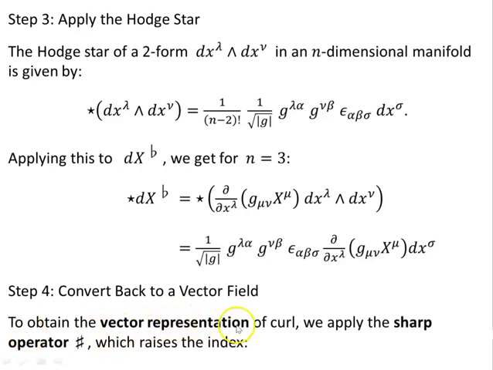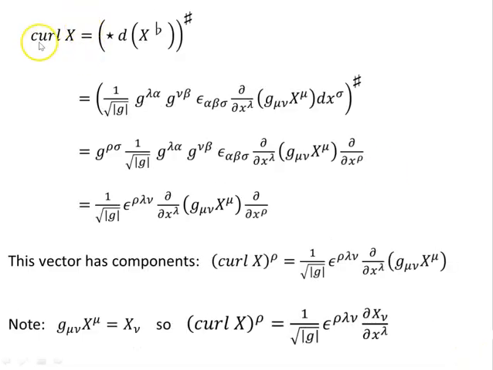So to obtain the vector representation, because at the moment all we have here is a 1 form, to obtain the vector representation of curl, we apply the sharp operator, sharp, which raises the index. So let's have a look at that. Okay, so curl x is the sharp of all of this, which was on the previous slide. And so we get this, with the sharp operator out front.